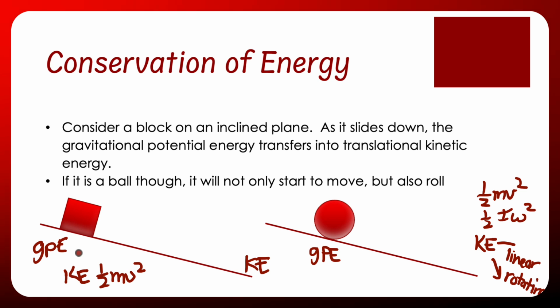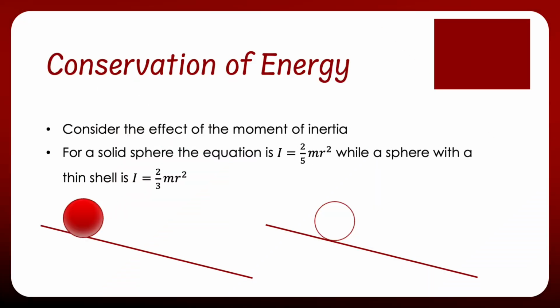Now notice, if this box is going to slide down, it's going to be at a different speed than the ball rolling. Why? Because some of the energy has to go into making it roll. And now, just like we had the differences between the box and the ball, if I have a sphere that is solid compared to just a hollow sphere, they are going to have different moments of inertia.